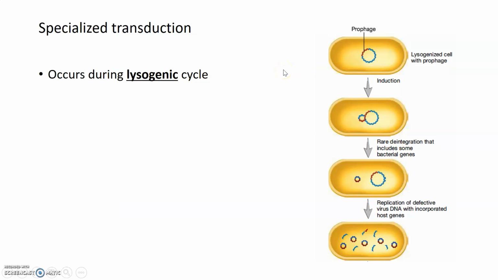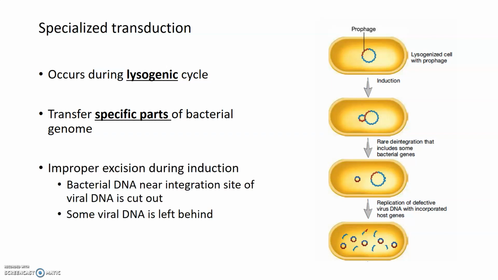So in addition to this generalized transduction mechanism, there's also a specialized transduction that doesn't occur during the lytic cycle, but occurs during the lysogenic cycle of a virus. And in specialized transduction, only specific parts of the bacterial genome are transferred. And as a result of improper excision, or the improper cutting out of the prophage during induction, or the transition from lysogenic cycle to lytic cycle.